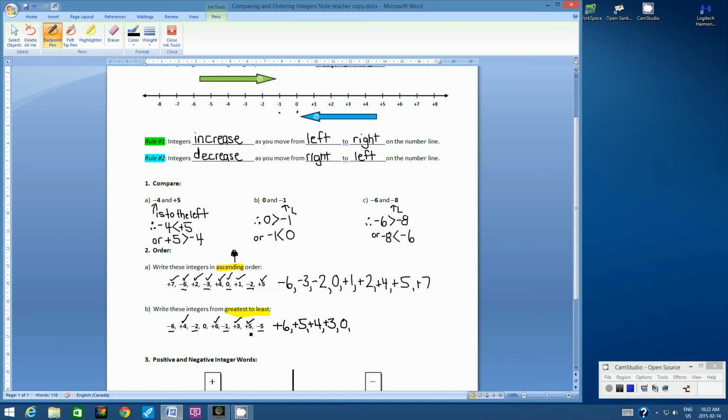So now let's concentrate on the negative integers. Now remember, we're going from greatest to least. So which negative integer would we hit first if we're moving to the left? Well, I think it would be -1 here. -1. Then -2.